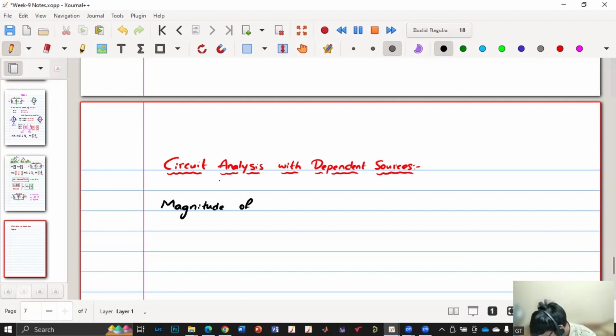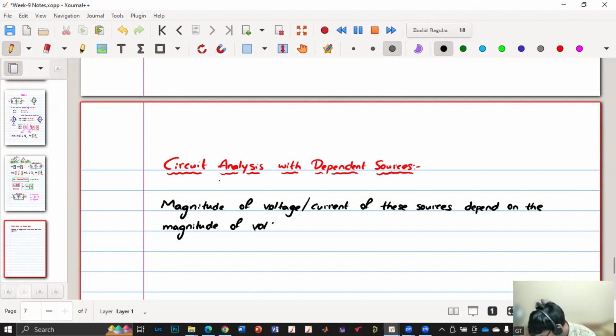So the magnitude of voltage or current of these sources depend on the magnitude of voltage and current of some other branches.